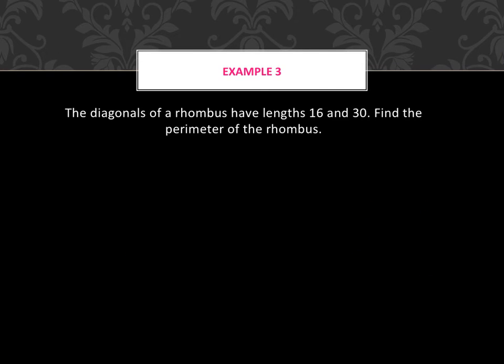All right, example 3 says the diagonals of a rhombus have lengths 16 and 30. Find the perimeter of the rhombus. So what do you know about a rhombus? It's like a diamond. Okay, they tend to be slanted like that, doesn't mean they have to be. But by definition, a rhombus has 4 congruent sides.